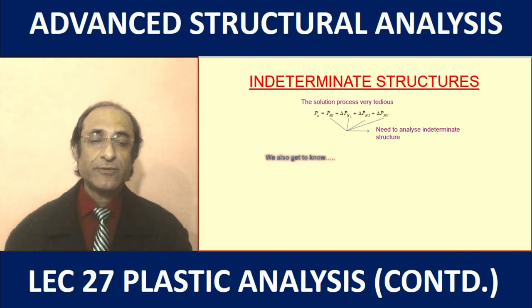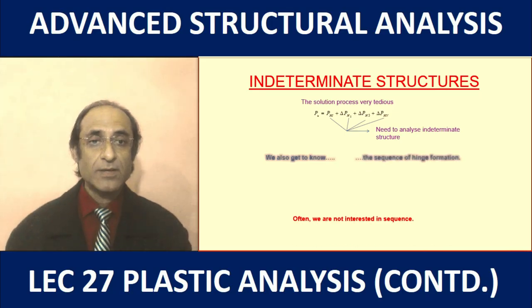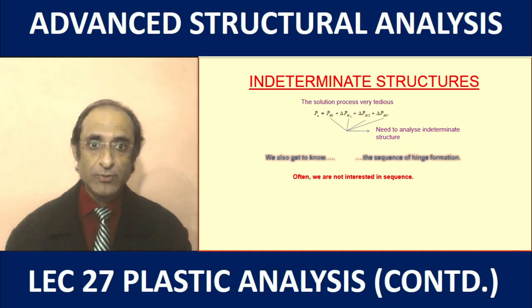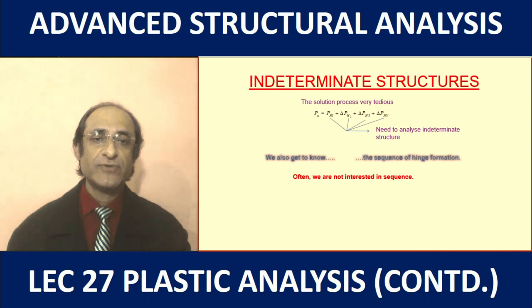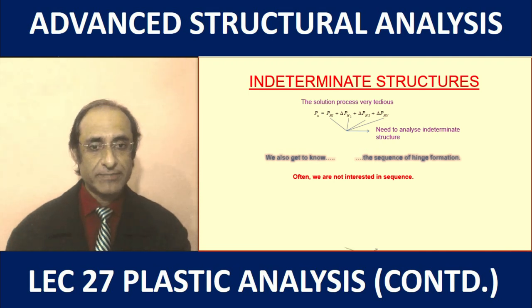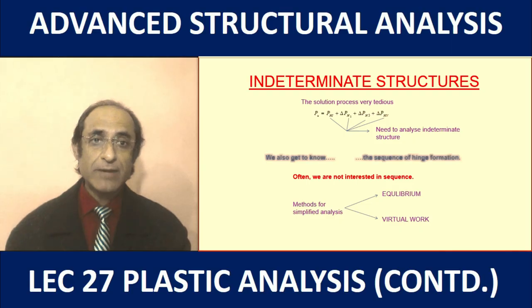Here we also get to know the sequence of the hinge formation, which is the first hinge, which is the second hinge, which is the third hinge, and which is the fourth hinge. But this is a bit laborious process, and often we are not interested in the sequence of the hinge formation. We are more interested in the ultimate collapse load. For that purpose, we need to make the solution process faster and more expedient. There are two methods for that purpose. One is the equilibrium approach and the other is the virtual work approach.